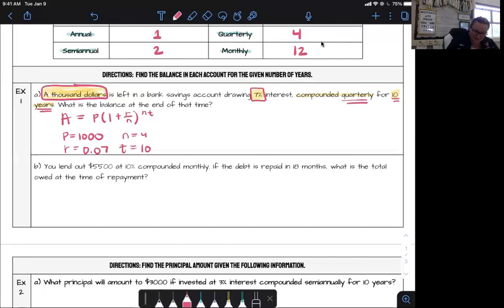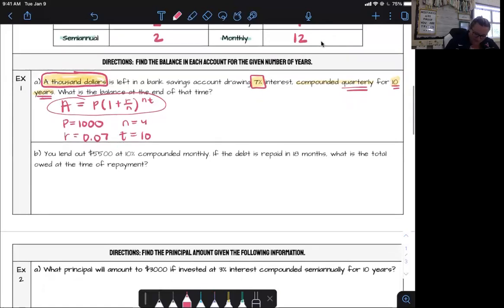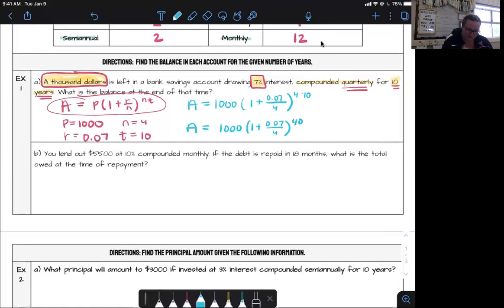So we're going to plug that information into our compound interest formula. That's going to look like A is equal to 1,000 times (1 plus 0.07 divided by 4), all to the 4 times 10 power. You're going to have to be really careful how you plug this into your calculator. The first thing I like to do is take 4 times 10, which is 40. So we're going to be taking this to the 40th power.